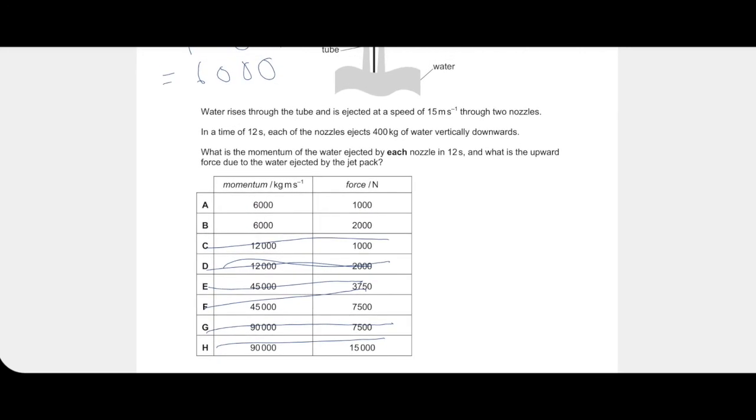And now I need to work out the force overall. So force, the equation that we're going to use in this case, is the change in momentum over time. So the person was initially stationary, and now the person is producing X amount of momentum. And we're told to calculate the upward force ejected by the jetpack. The jetpack is made up of 2 nozzles. So we need to multiply our 6,000 by 2, which gives us 12,000. That's the momentum of the jetpack, both nozzles.